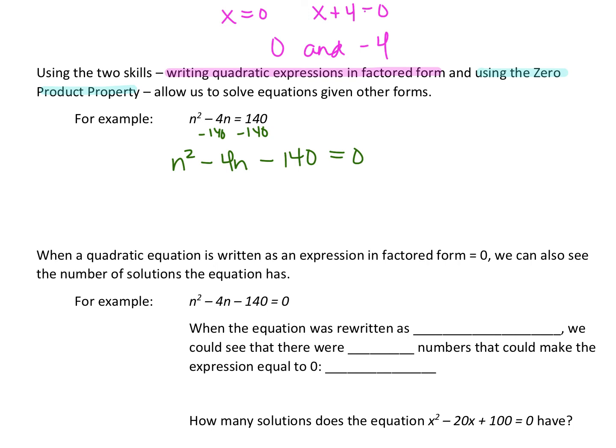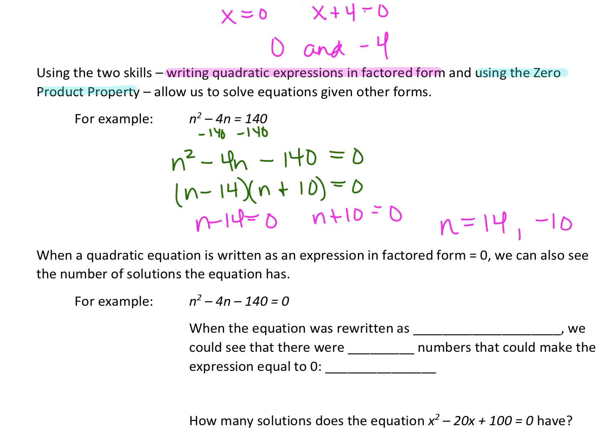Now we can rewrite this in factored form. So we would be looking for factors of -140 that add up to -4. And that's going to give us n minus 14 and n plus 10. -14 times 10 is -140, and -14 plus 10 is -4. So what we just did is we went from standard form and we rewrote it into factored form. And now we get to use that zero product property to finish solving this. So we know that n minus 14 equals 0 or n plus 10 equals 0. Solve both of those. Our solutions are n equals a positive 14 or a negative 10.